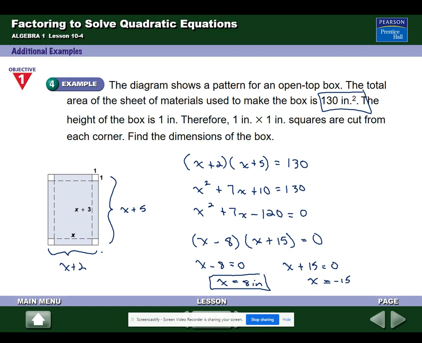They did say find the dimensions of the box, right? So to plug that back in, the box is going to be 8 by 11 by 1, right? 8 would be here. 11 would be 3 plus 8. And then we already knew the 1. So it's an 8 by 11 by 1 inch box.